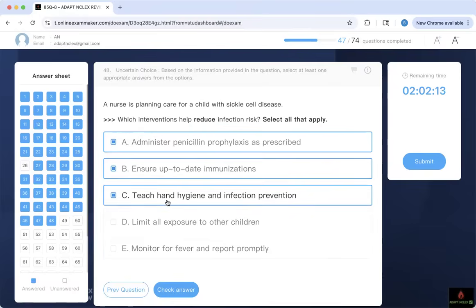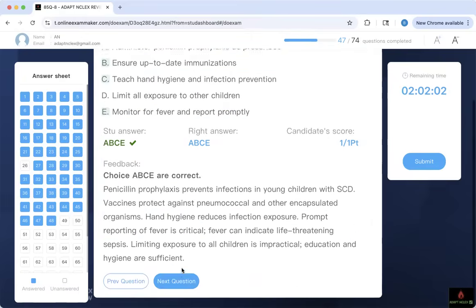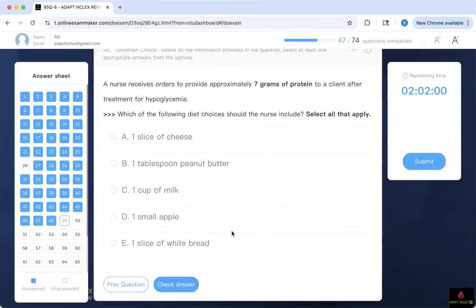And hygiene, the best way. You can limit all exposure to other children. Now, you're going to isolate them. Monitor for fever and report promptly, prevent infection.